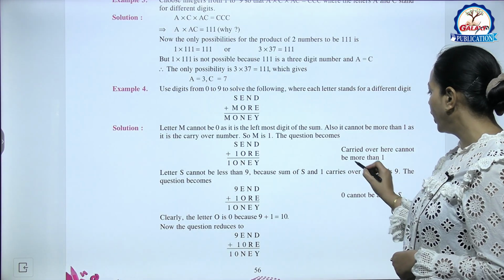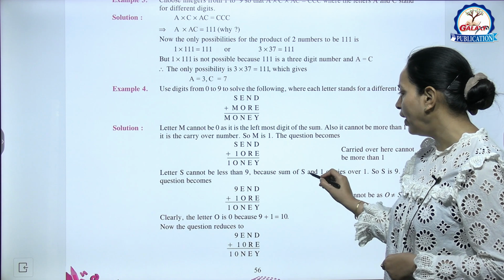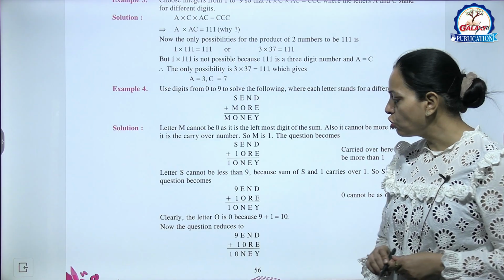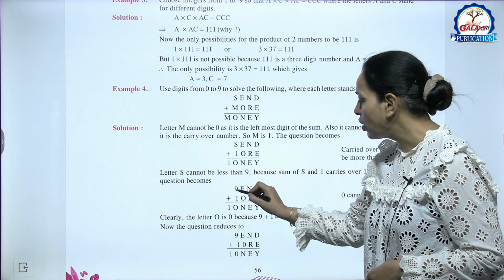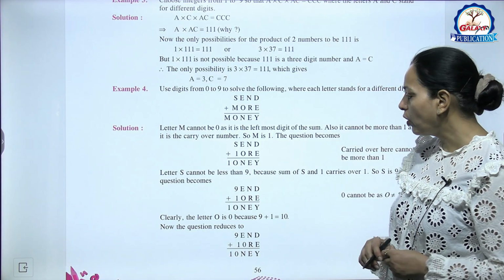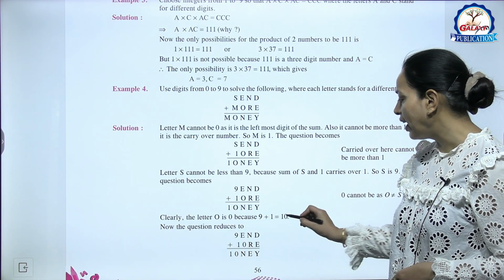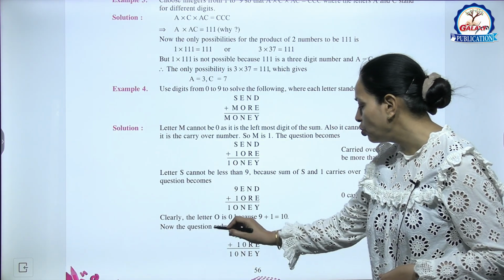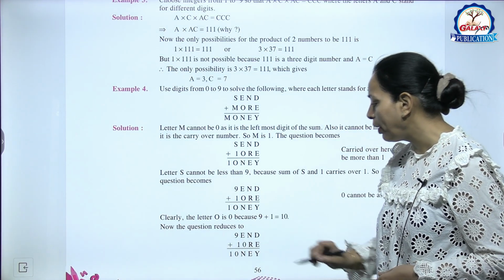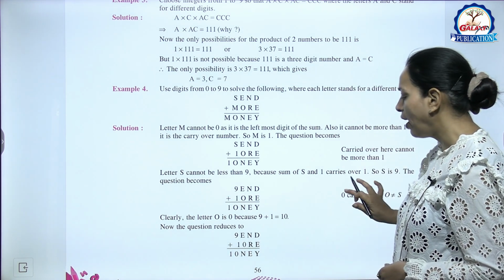Now the carryover here cannot be more than 1. Now letter S cannot be less than 9 because the sum of S and 1 carries over 1, okay. So S is 9. So the question becomes, S की जगह हम लिख देंगे 9. So 9END plus 1ORE equals 1ONEY. Now clearly the letter O is 0 because 9 plus 1, that is what? That is 10, okay. So now the question reduces to, जिसकी वैल्यू आती जाएगी हम यहाँ पर लगाते जाएंगे, तो O की वैल्यू हमारे पास क्या आ गई? 0. So here 10NEY और यहाँ पर 10RE, right?